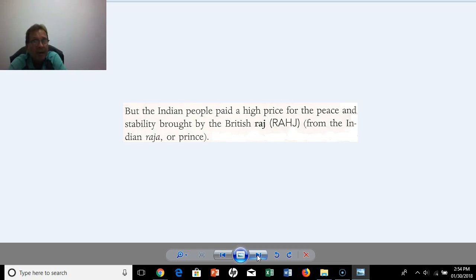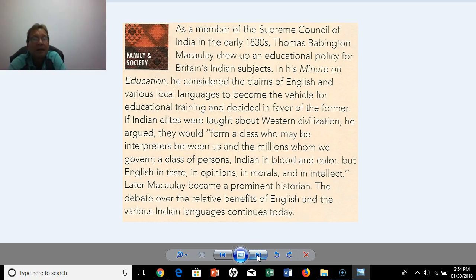But the Indian people paid a high price for the peace and stability brought by the British Raj. As a member of the Supreme Council of India in the early 1830s, Thomas Babington Macaulay drew up an educational policy for Britain's Indian subjects. In his Minute on Education, he considered the claims of English and various local languages to become the vehicle for educational training, and he decided in favor of the former.